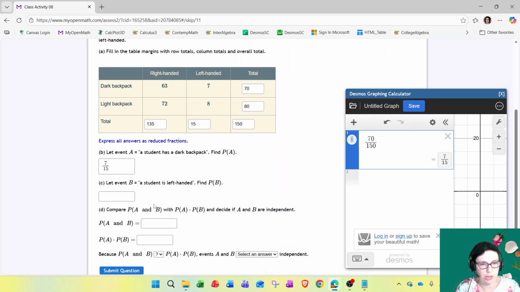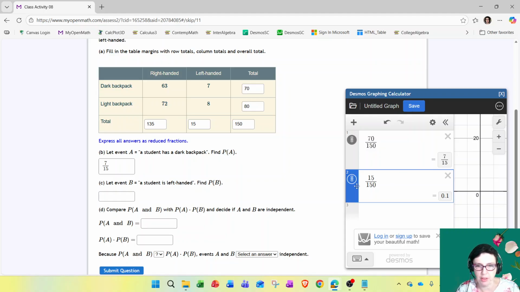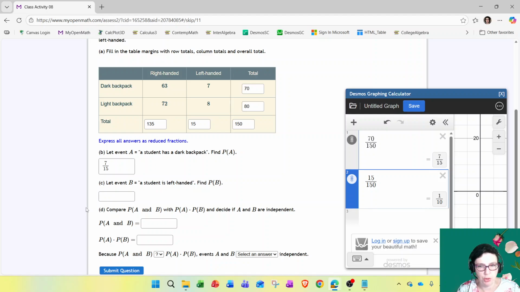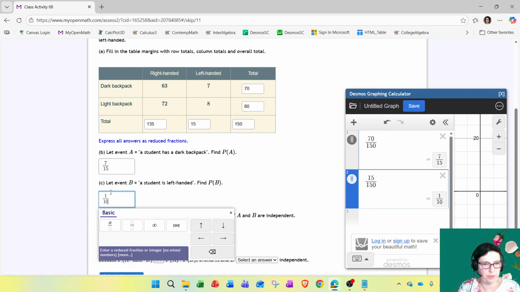All right, the next question says, a student is left-handed. Well, we need to look at the total number of students who are left-handed, which is 15, divided by the grand total, which is 150. Converting that to a reduced fraction is 1 out of 10.